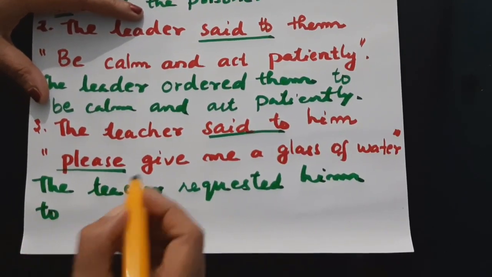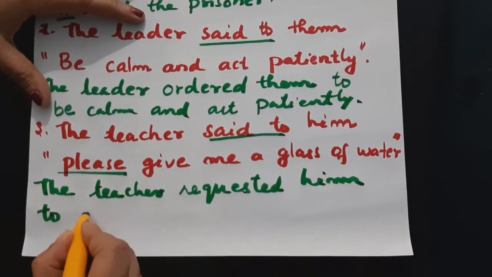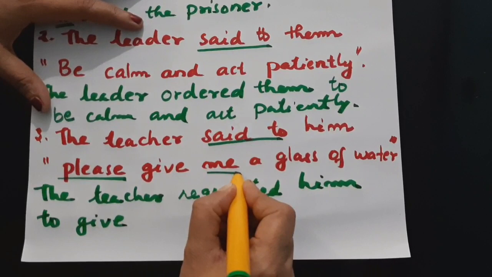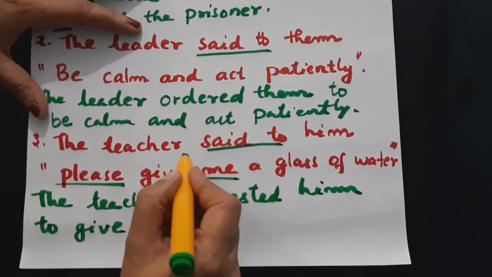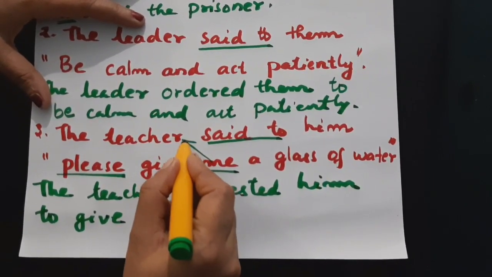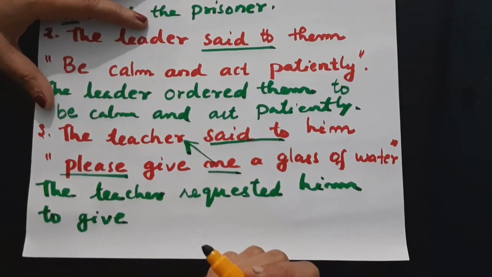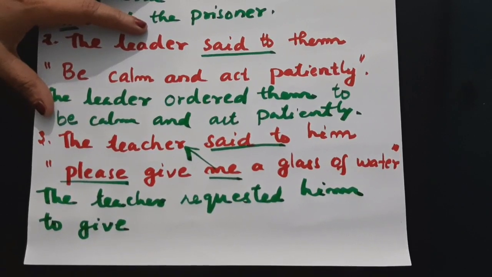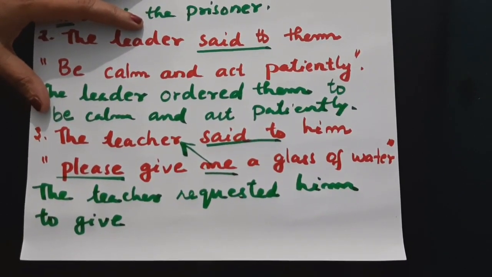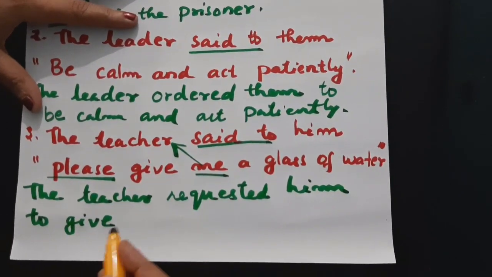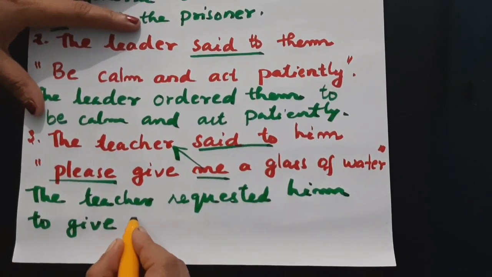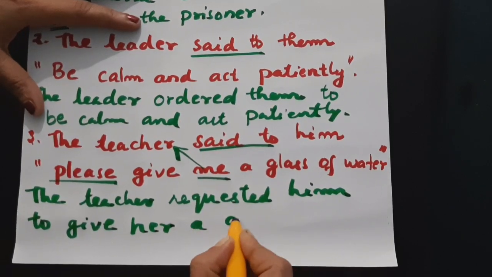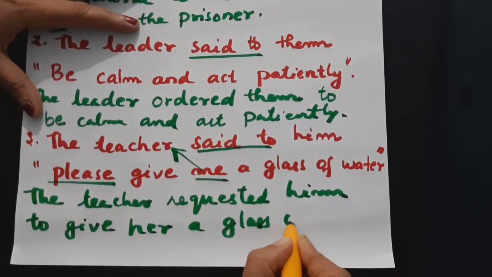So to, then come to the verb give. To give me. Okay, me here means who? That is the teacher. Teacher can be a man or a woman. Okay, here so that you can use he or she. You can either choose he or she. Let me write she. To give her a glass of water.